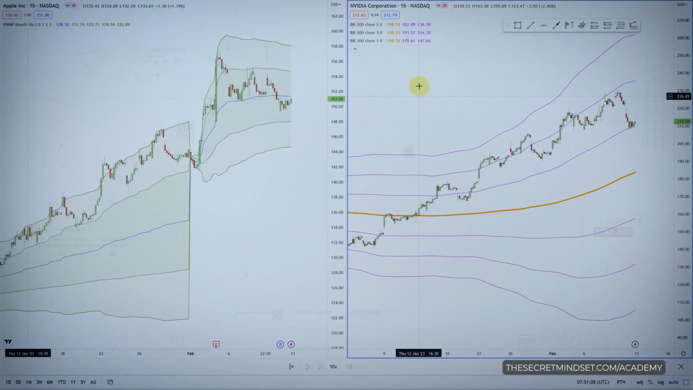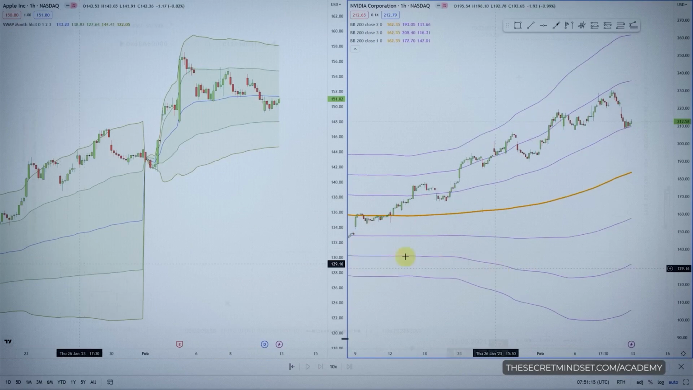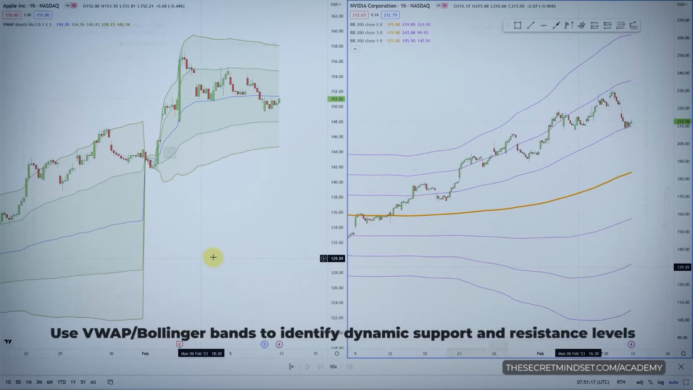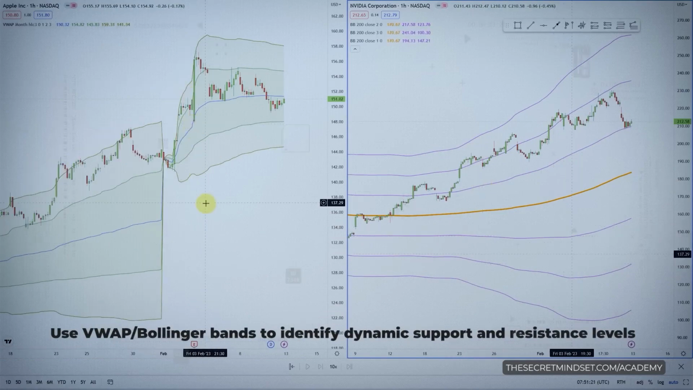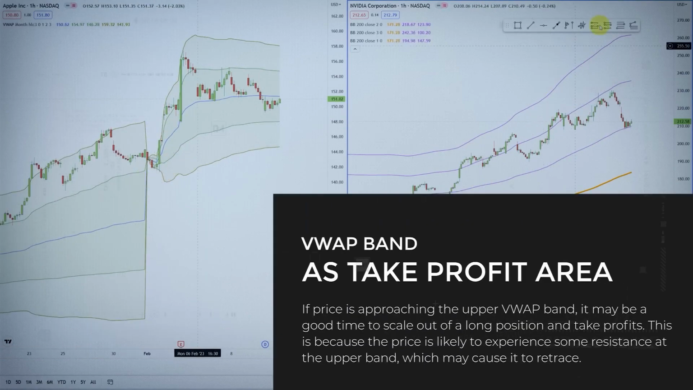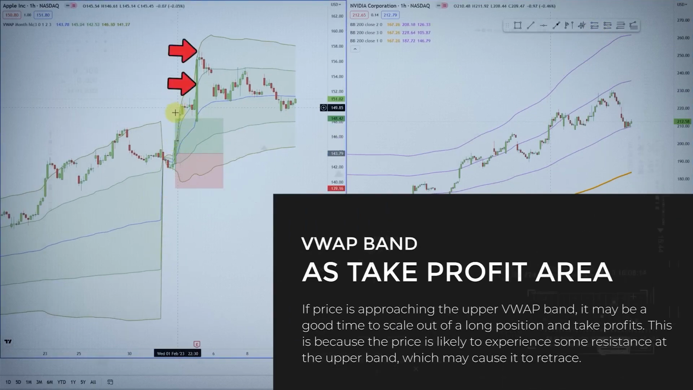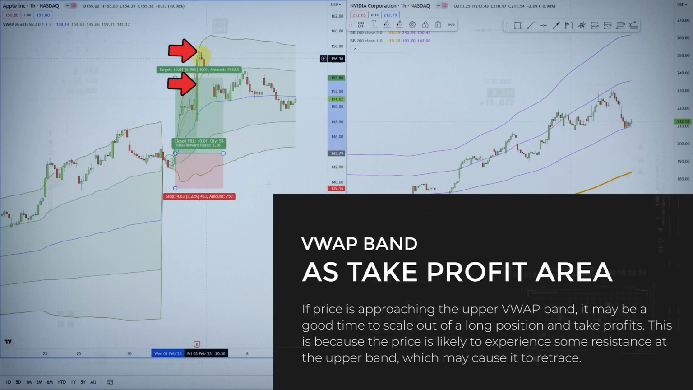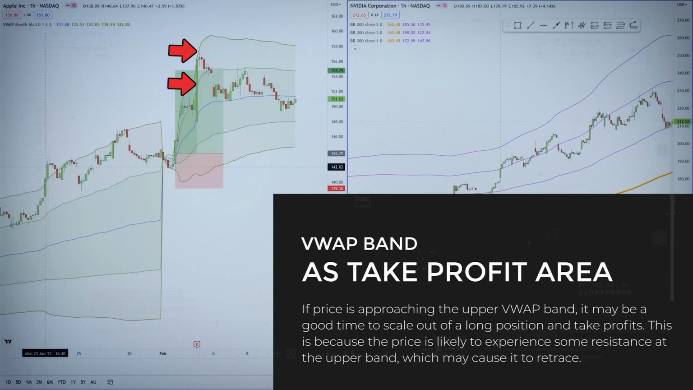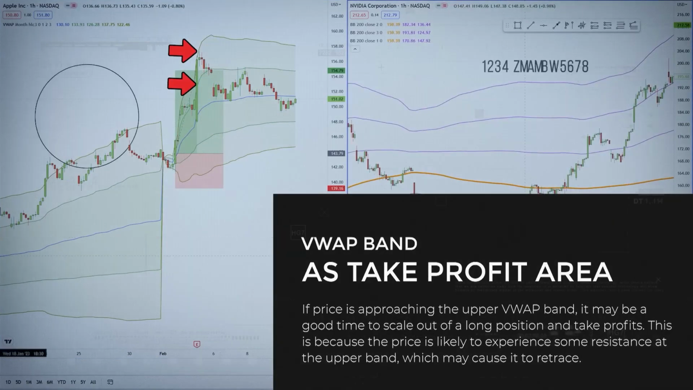Using VWAP bands or Bollinger Bands is another alternative to scale out your positions. The idea is simple. You will use these bands to identify dynamic support and resistance levels. If price is approaching the upper VWAP band, it may be a good time to scale out of a long position and take profits. This is because the price is likely to experience some resistance at the upper band, which may cause it to retrace.